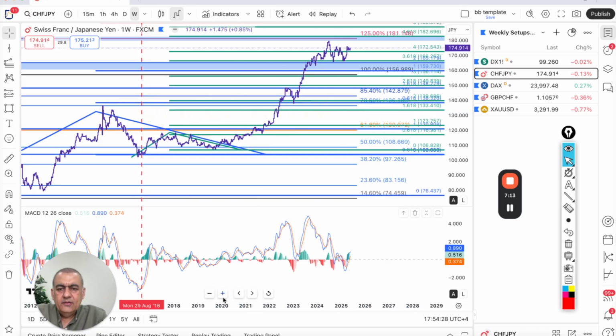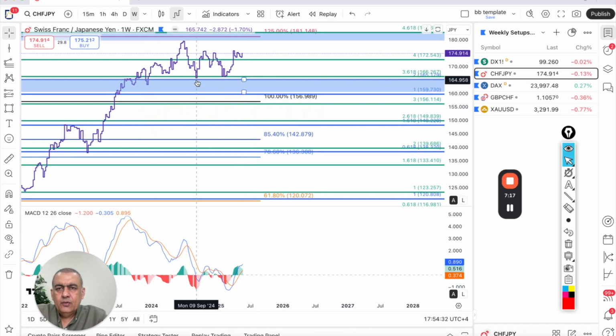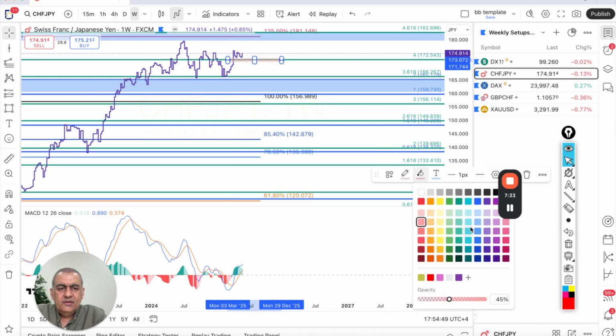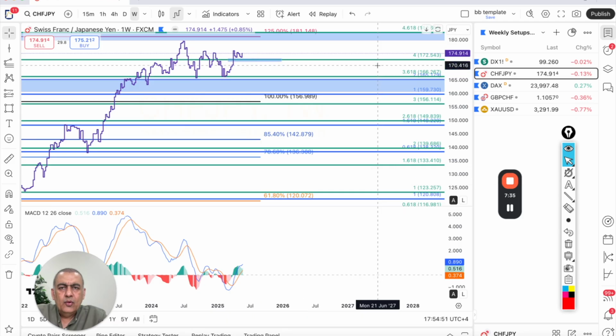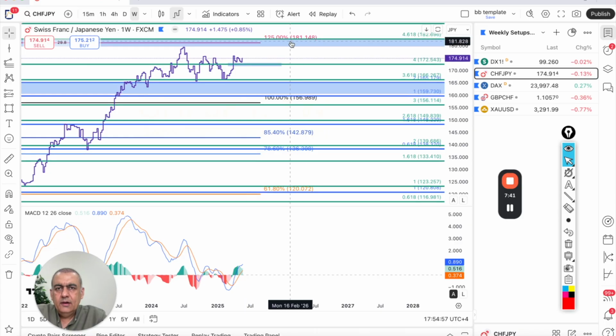Now if you notice, if I zoom in, we have major support. This is the magnetic support taken from the monthly frame, which is around 165, 166. Right now we are at 174.91, and the price is holding this area as support. So basically 172.5 is the nearest support, and the next destination is 181.14.